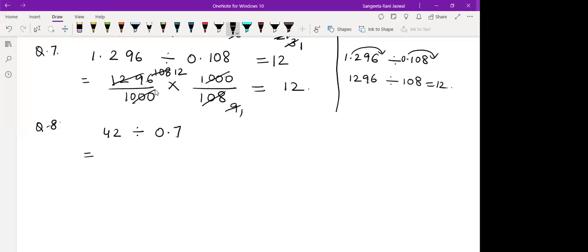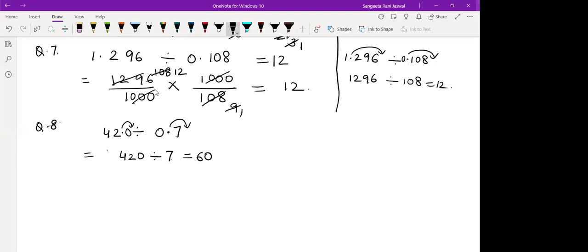Now see here, the same way you can do it here. You have just one decimal place, so you can remove the decimal place. When there is no decimal point, that means the decimal point is after the number. When you shift this decimal point one place and that decimal point also one place, this becomes 420 divided by 7. Now can you just divide it? Ma'am, I got 60. Yes, it's 60.